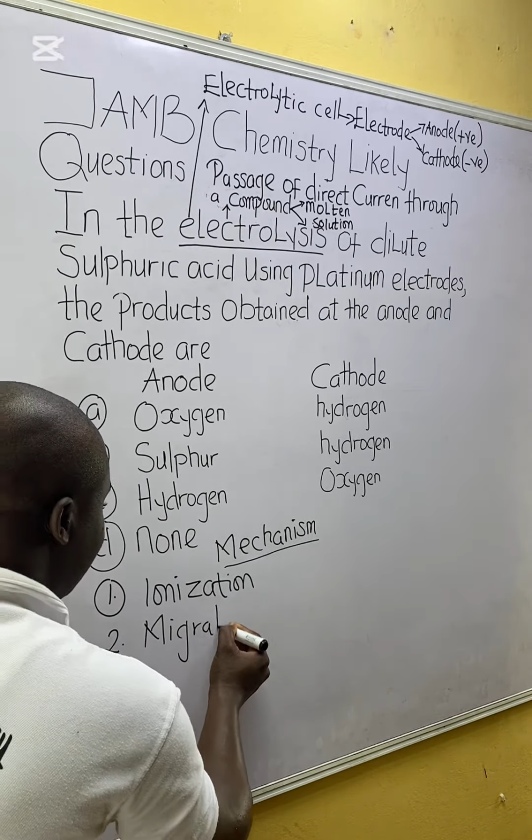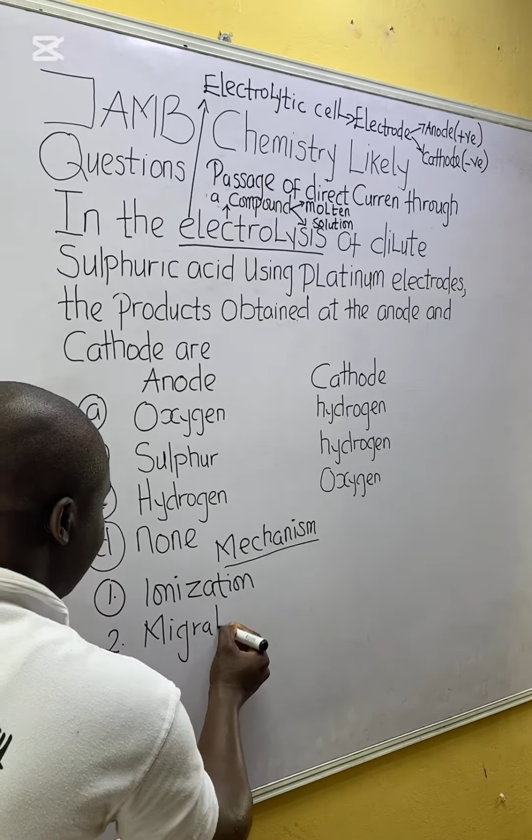We'll be using all of these things to solve this question very soon. Whereby the last step in the mechanism of electrolysis is called discharge. Discharge, or you can call it preferential discharge. I had to do it this way so that it will be easy for us to understand. So moving further, first, what do we do?